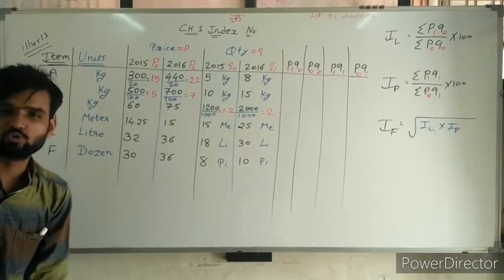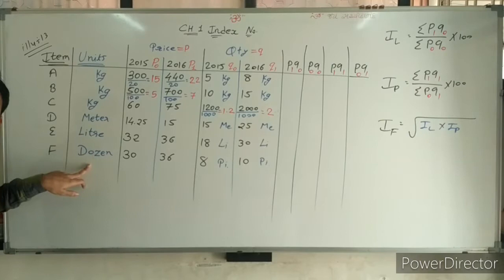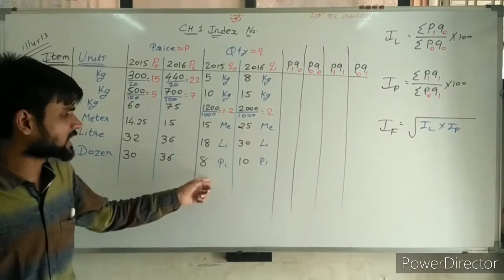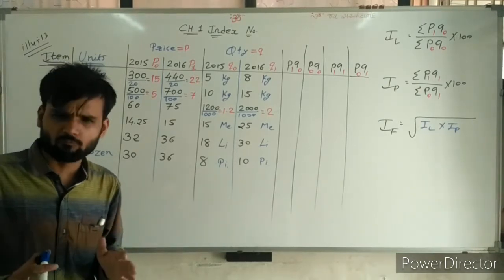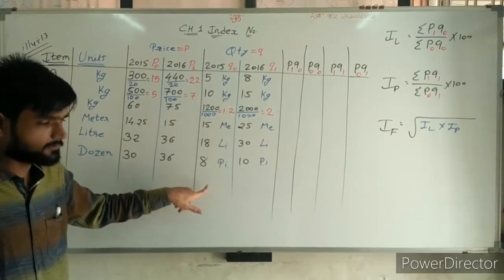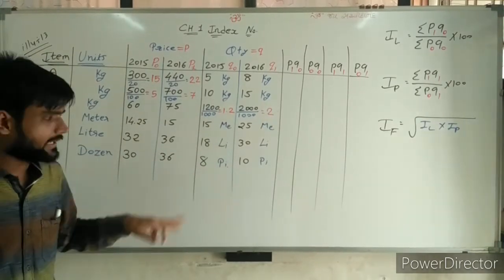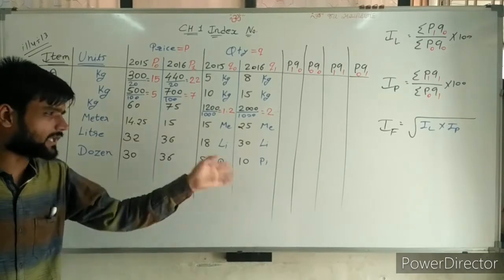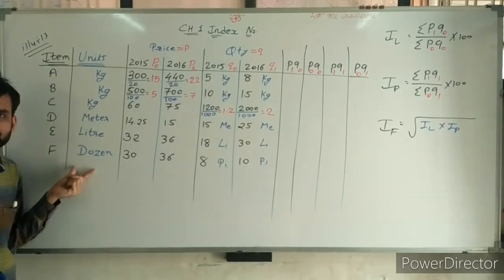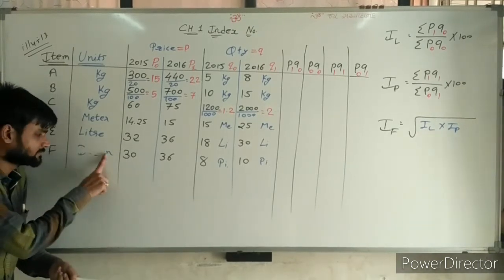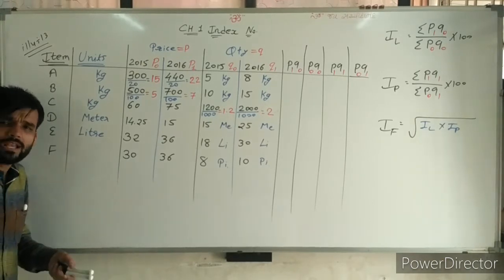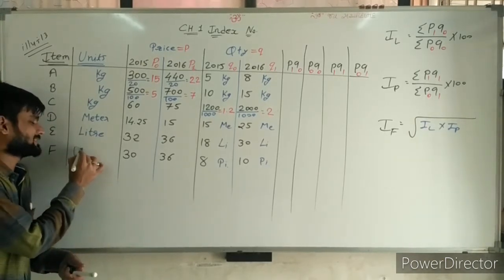Now again you have two options: convert this dozen into piece or convert this piece into dozen. Now here conversion of piece into dozen becomes somewhat difficult, because for converting piece into dozen we have to divide by 12. 8 divided by 12, 0 point something; 10 divided by 12, 0 point something. So it is easy to convert dozen. Now I am converting dozen. 1 dozen means how many pieces? Simple, 12 pieces.